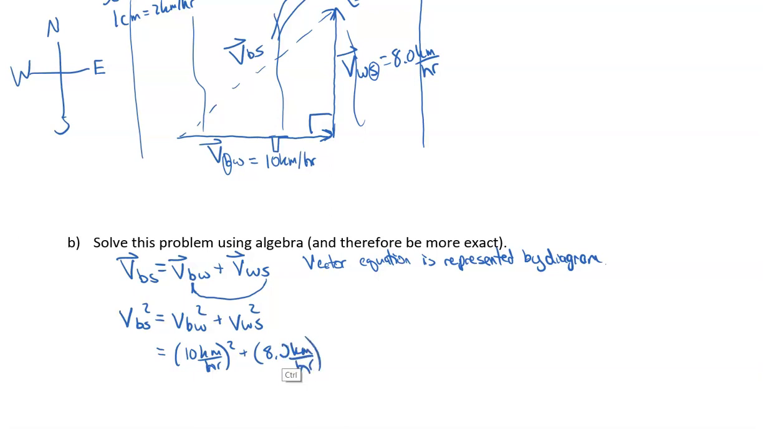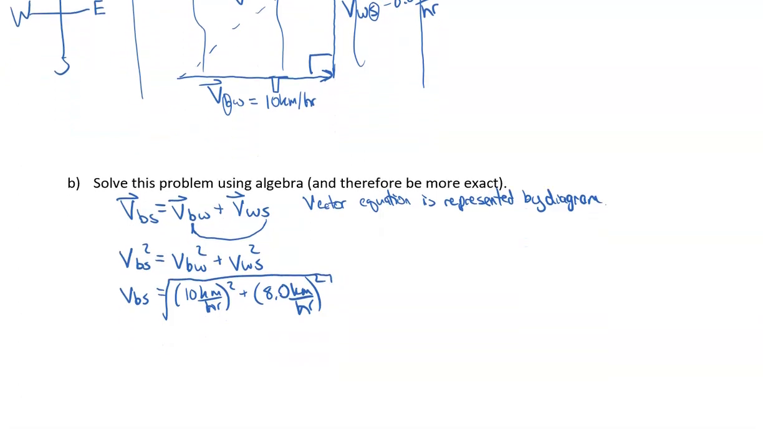We need to square both these values, and we need to take the square root of that to get the boat relative to the shore. Because of the Pythagorean theorem, don't forget to take the square root at the end. So what we arrive at is a value for the boat relative to the shore of the square root of 164 kilometers squared per hour squared.